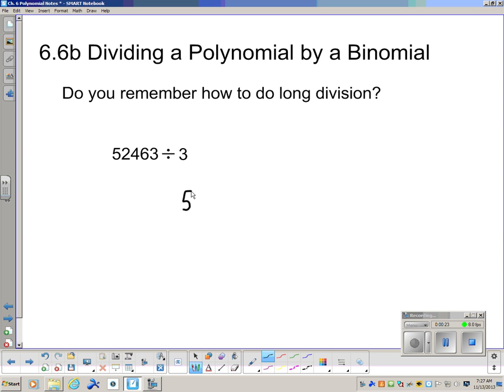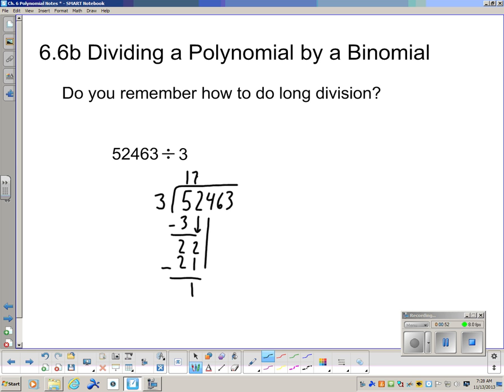in the past. So let's do this 52,463, and we're going to divide that by 3. So just think 3 goes into 5 here once. 3 times 1 here is 3. I subtract these. I get 2. I bring down my next number. 3 times what up here gives me 22. It'd be 7. So 3 times 7 is 21. I subtract. I get 1.